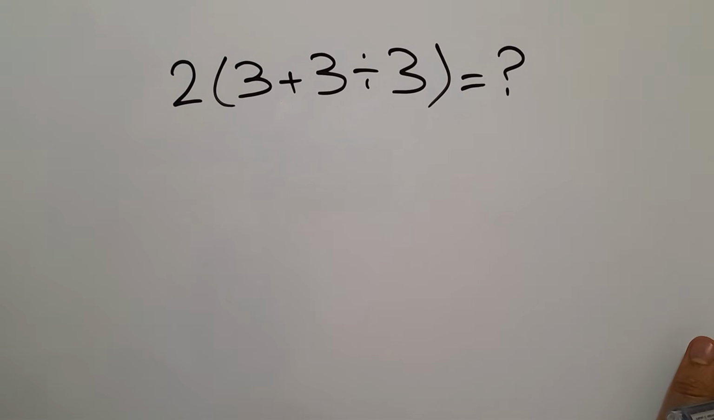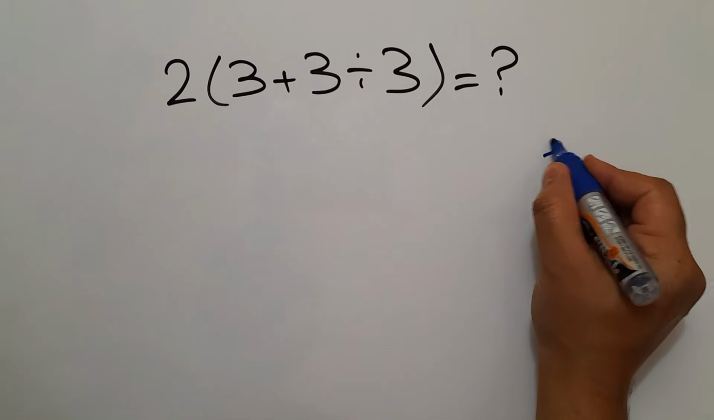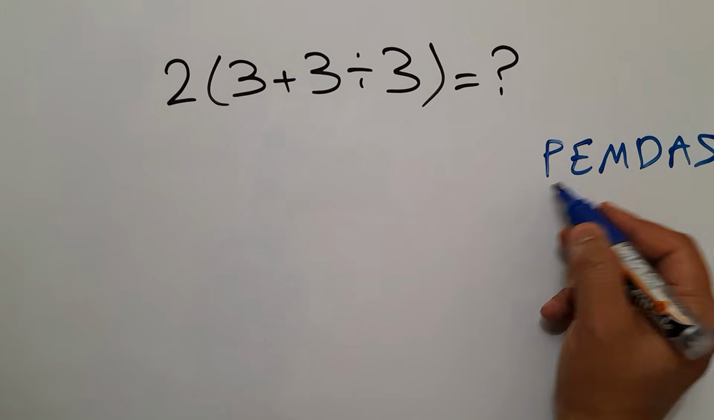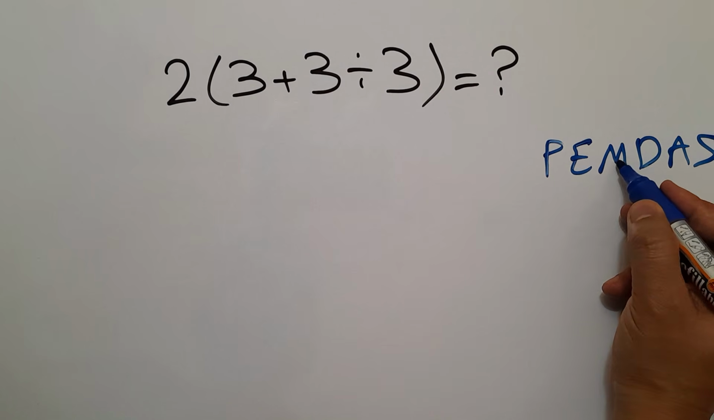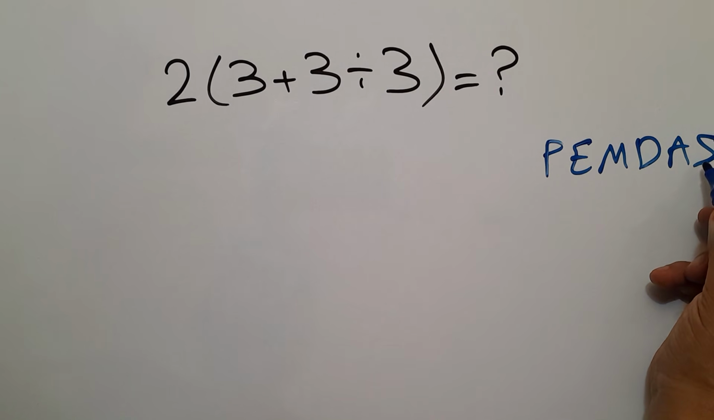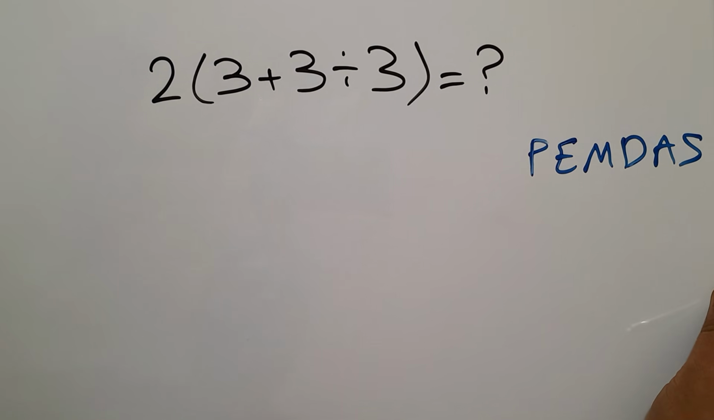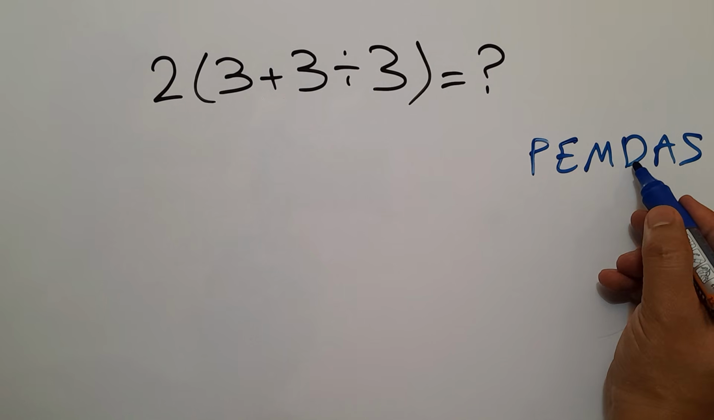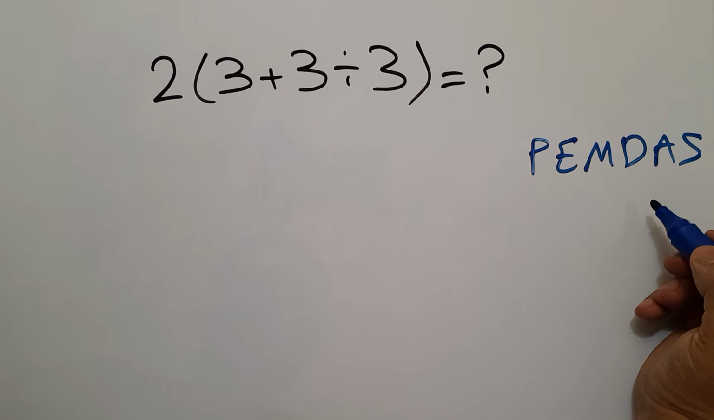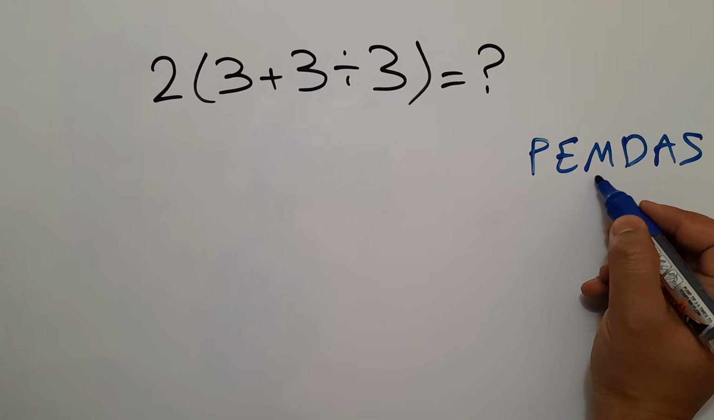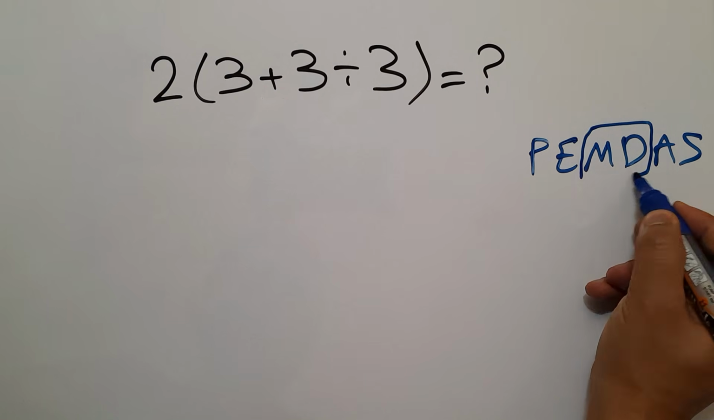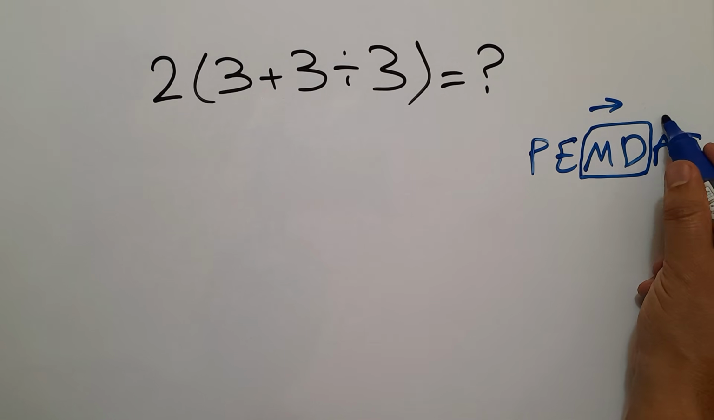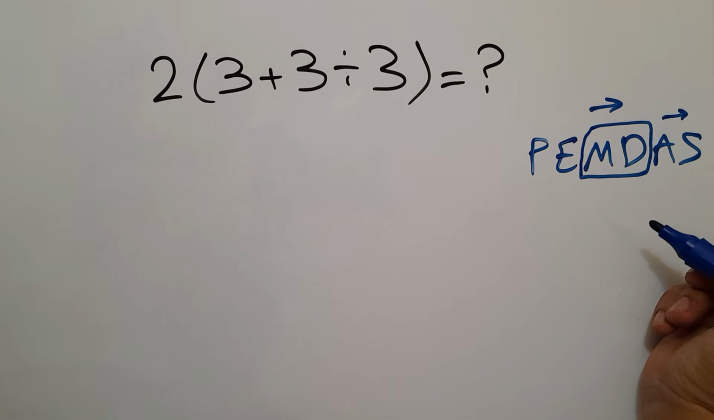No, the correct path, according to the order of operations, which is PEMDAS: P stands for parentheses, E stands for exponents, M and D stand for multiplication and division, A and S stand for addition and subtraction. So we first do parentheses, then exponents, then multiplication and division, and finally addition and subtraction. Remember that multiplication and division have equal priority, and we work from left to right. And the same applies to addition and subtraction. We work from left to right.